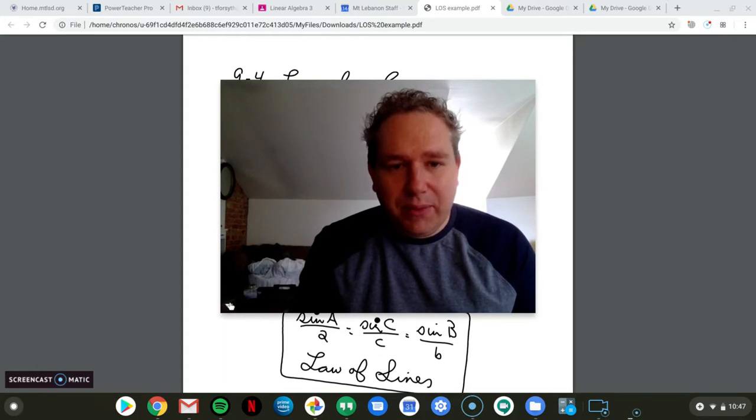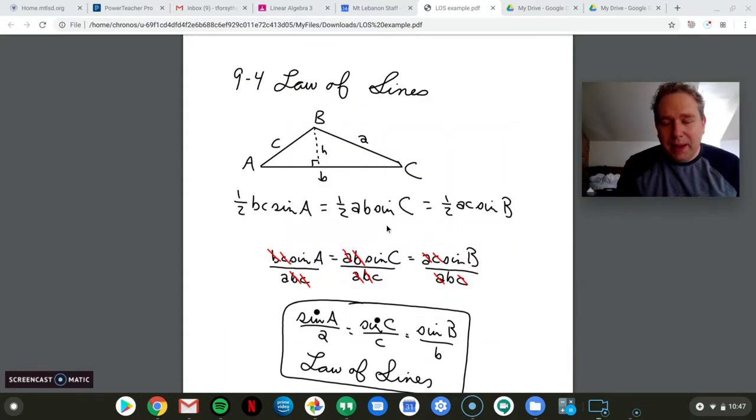So let's take a look at what I wanted you to do yesterday. Basically, with any arbitrary triangle I called ABC, you could write the area of that triangle using any of the angles and the two sides that make it up. So any of the included angles and the two sides that create the angle. And it asks you to equate those three area formulas.